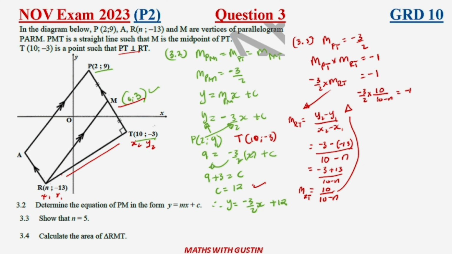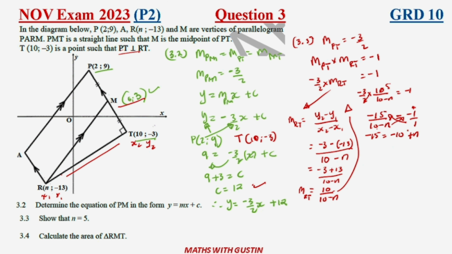Okay, so now we can simplify this. You multiply this by that 10 here, which gives us 5. 5 times 3 is going to give us negative 15 all over 10 minus n is equal to negative 1 all over 1. So we can cross multiply everything here. 15 times negative 1 gives us negative 15. Here you're going to have negative 1 times 10, which gives us negative 10. Negative 1 times n, be careful with the negative, guys, gives us plus n.